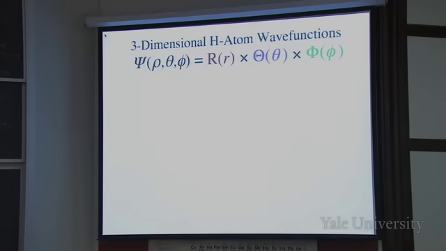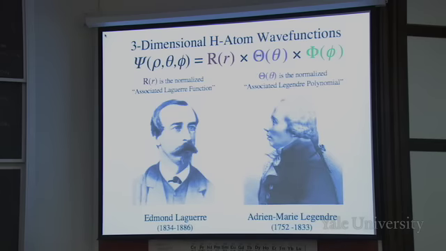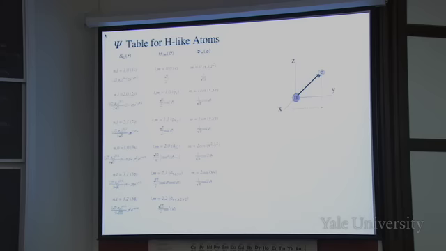Okay, so a 3-dimensional H-atom wave function, psi, can be written as a product of 3 functions, an R function, a theta function, and a phi function. And these were available from other old-time mathematicians. The R function is called the associated Laguerre function, named for Edmond Laguerre. And the theta function is called the normalized associated Legendre polynomial, after Adrien Marie Legendre. Okay?